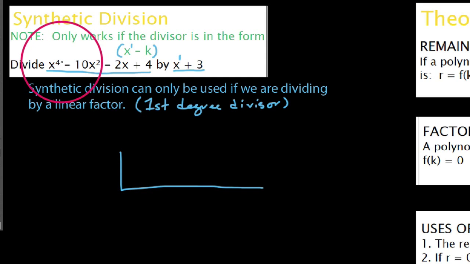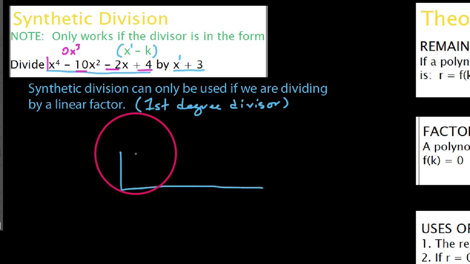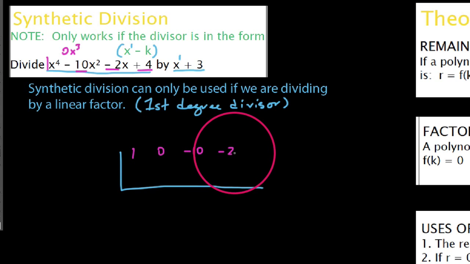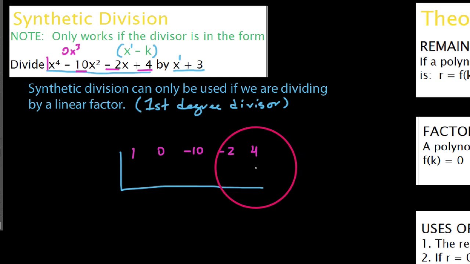There are some things of note here. First, I noticed that we're missing an x cubed term, so when we fill in our dividend, we're going to have to put in 0 x cubed. And we don't have to put in all of the x's, really all we need are their coefficients. My coefficients are 1 x to the fourth, 0 x to the third, negative 10 x squared, negative 2 x to the first, and 4 for the constant. So the array is set up with 1, 0, negative 10, negative 2, and 4.